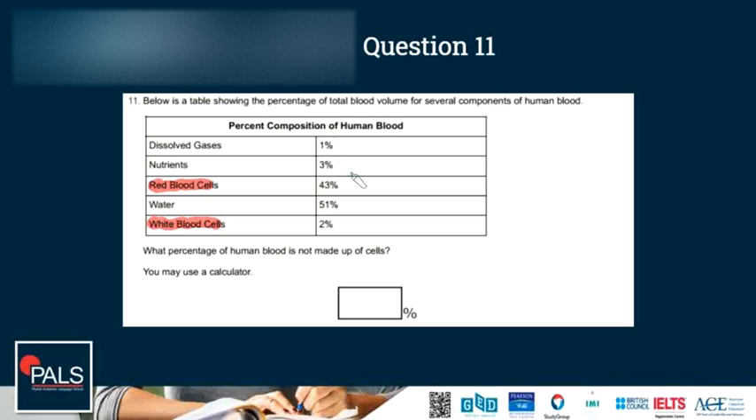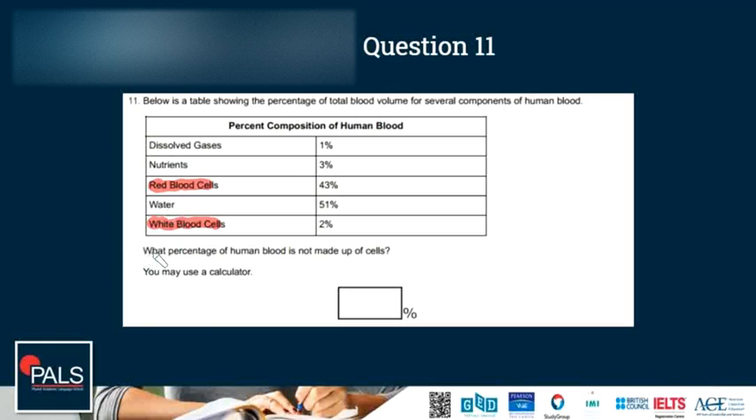So first of all, let's see if all the percentages add up to 100%. I hope they do. So what do we have to do? 43 plus 51 will be 94, plus 1 is 95, plus 3 plus 2 is 100. So they do add up to 100%, sorry. Then let's take out the cell parts, red blood cells and white blood cells. The rest, dissolved gases, nutrients and water, are not cells.